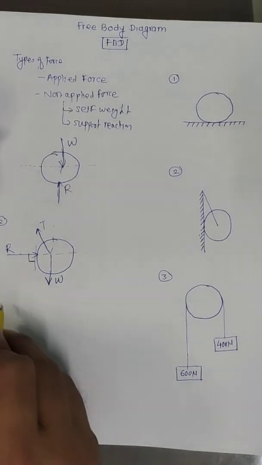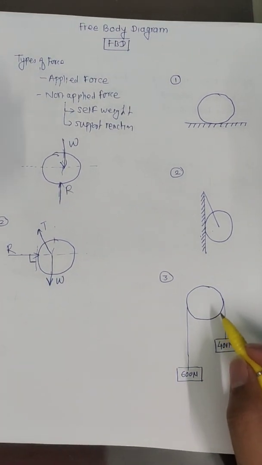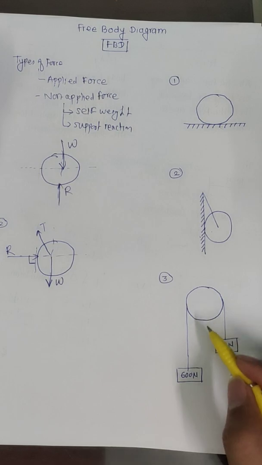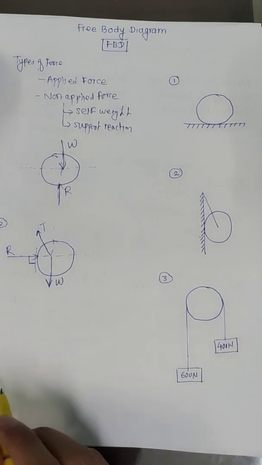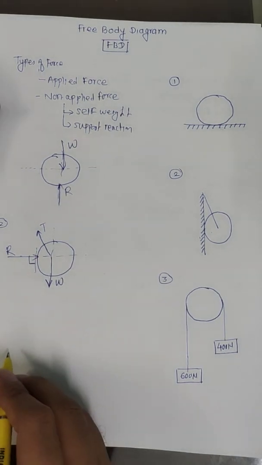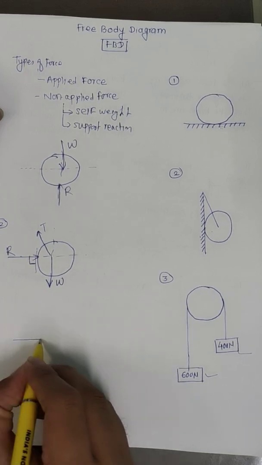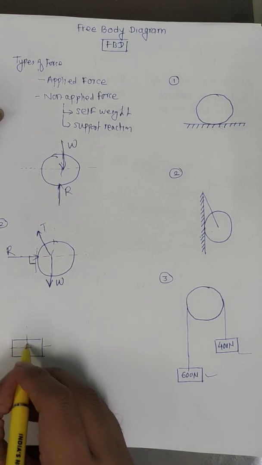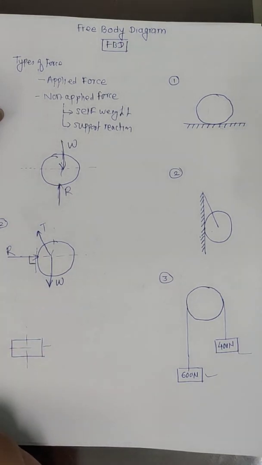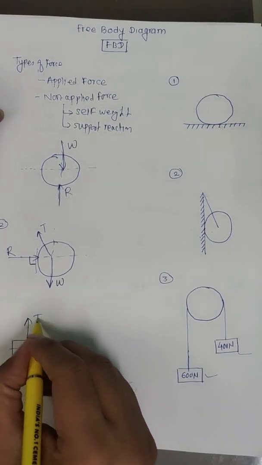Now see, come to our third diagram. Here one pulley is given, and on one side of the pulley 600 Newton block is attached, and the other side 400 Newton block is attached. So we have to draw the free body diagram of this 600 Newton and 400 Newton. So first of all, draw the block of 600 Newton. Mark the X axis. So here, is there any applied force acting on the body? Yes, there is the tension in the thread. So we have to mention here tension in the thread.